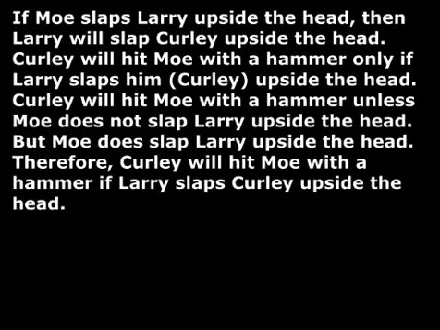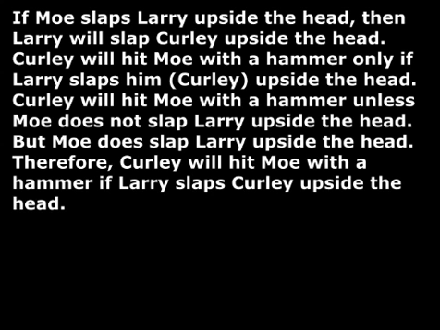A little bit more complicated, but really not too bad. If Mo slaps Larry upside the head, then Larry will slap Curly upside the head. Curly will hit Mo with a hammer only if Larry slaps him, where him is Curly, upside the head. Curly will hit Mo with a hammer unless Mo does not slap Larry upside the head. But Mo does slap Larry upside the head. Therefore, Curly will hit Mo with a hammer if Larry slaps Curly upside the head.